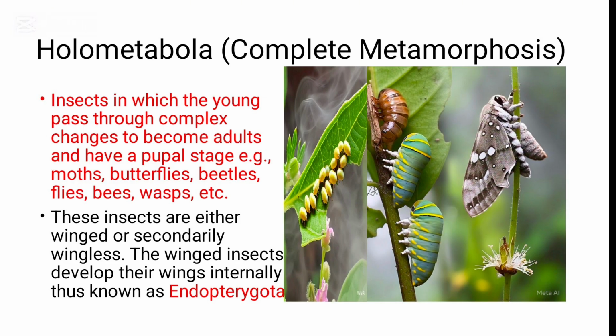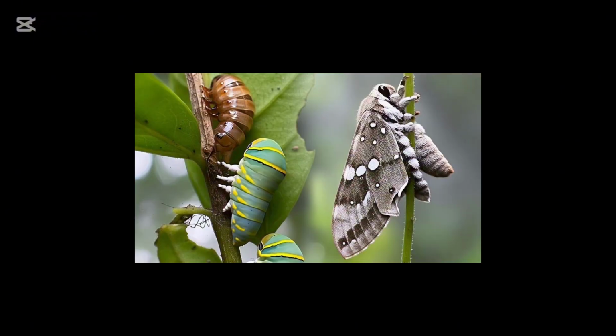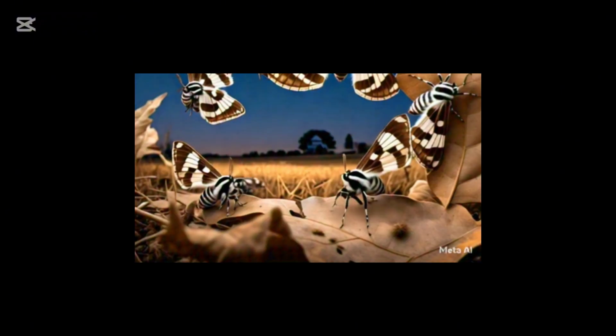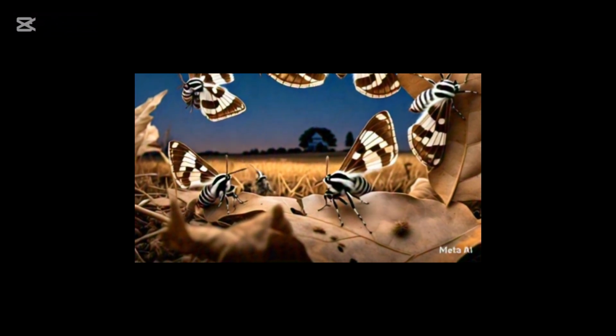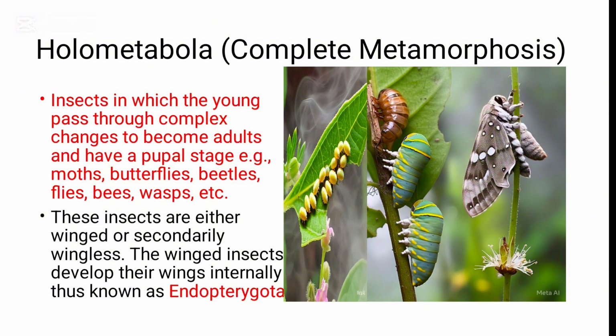Holometabola, complex, indirect or complete metamorphosis. Insects in which the young pass through complex or marked changes to become adults and have a pupal stage are said to be with complex metamorphosis. Example, moths, butterflies, beetles, flies, bees, wasps, etc. These insects are either winged or secondarily wingless.